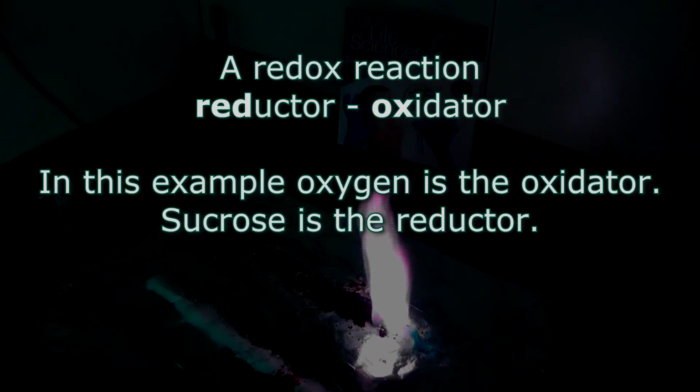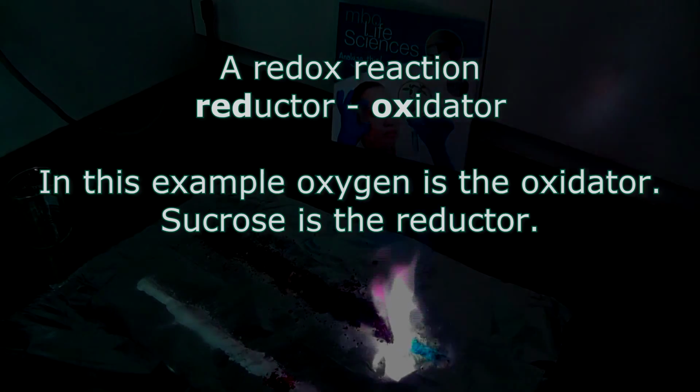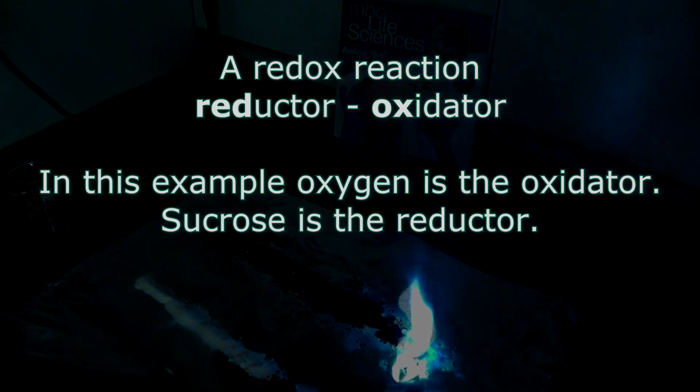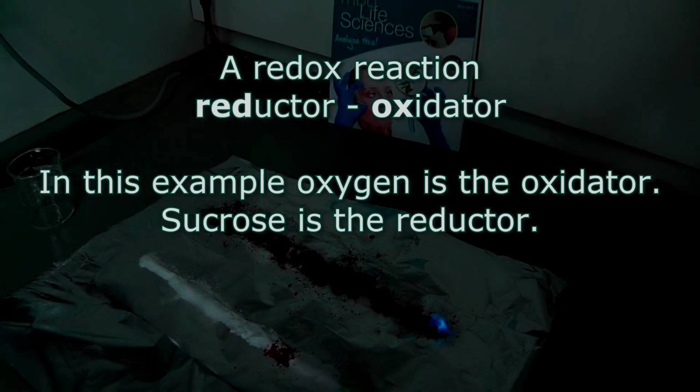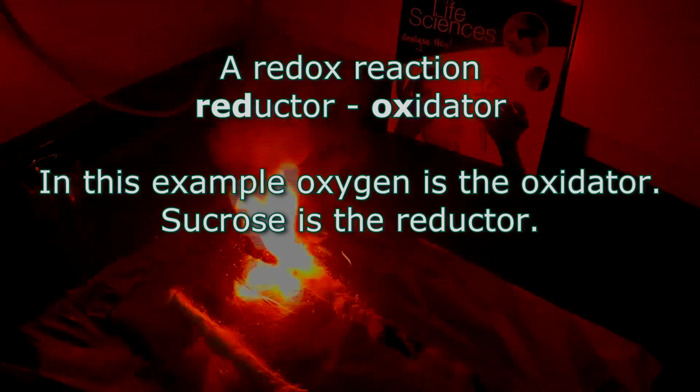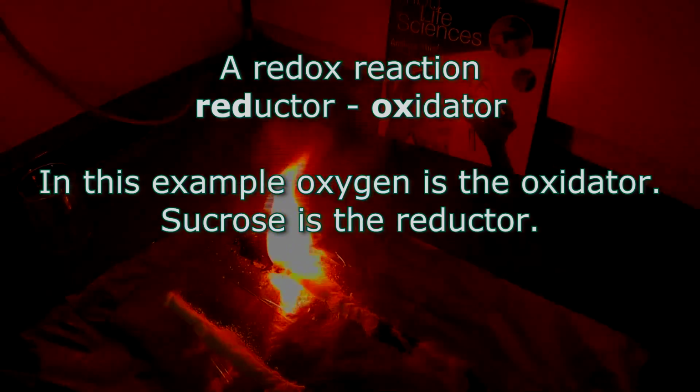Now, the word redox is actually a portmanteau of two words, reductor and oxidator. And these are also the two types of chemicals that are needed to initiate a redox reaction. In this case, oxygen acts as an oxidator, and the reductor is sucrose, or in other words, table sugar. Now, as we've said at the start, one way to consider redox reactions is to look at them as a transfer of electrons. And in this case, the oxidator is an electron donor, so it donates or loses electrons, and the reductor actually gains the electrons.